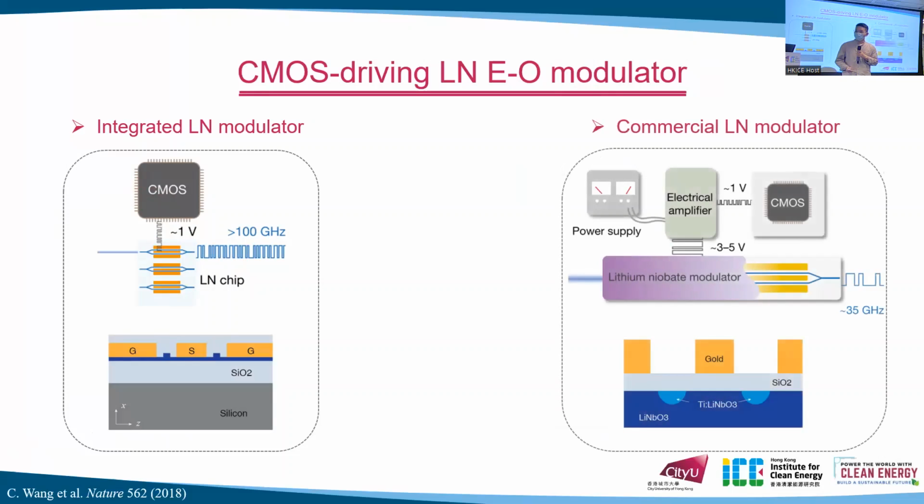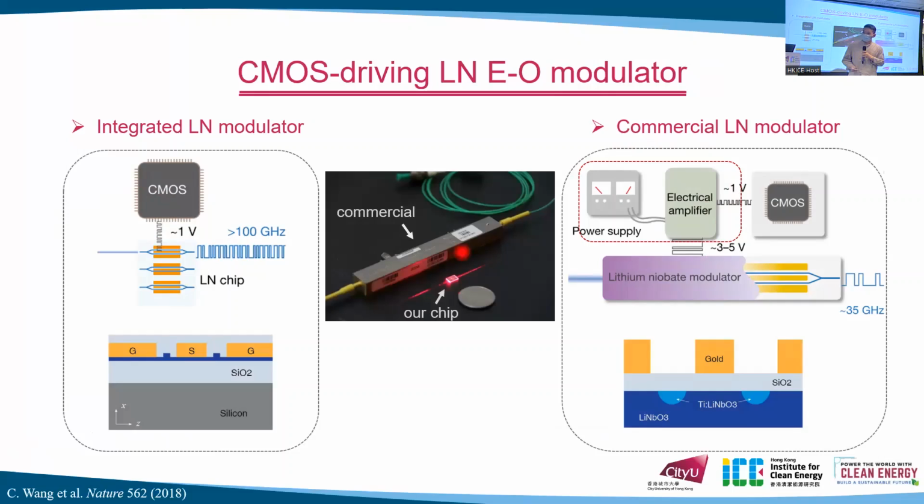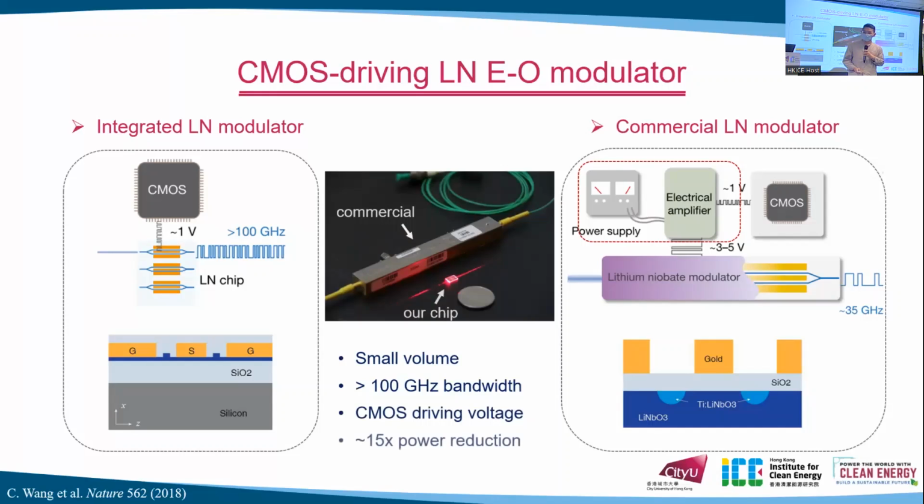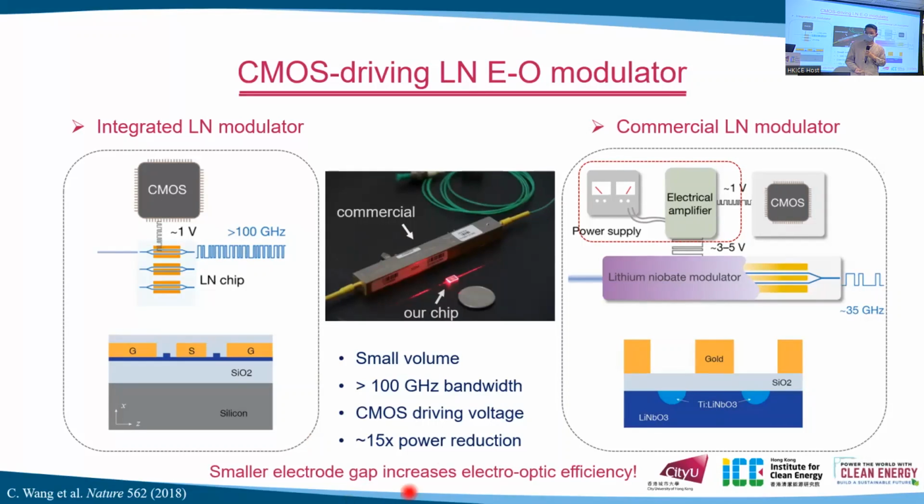On the contrary, for the commercial one, the V pi is very high, so an electrical amplifier is necessary. This picture shows the commercial modulator and our chip. We can see that our chip is very small, also with a very high bandwidth and CMOS driving voltage, and of course a very low power consumption. This is due to the smaller gap and the increased EO efficiency.